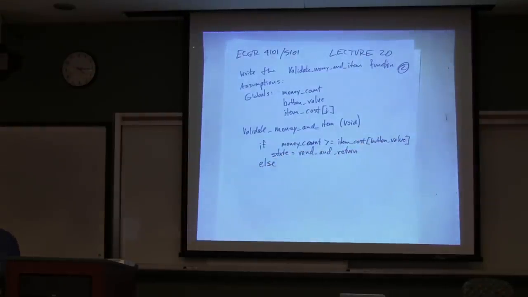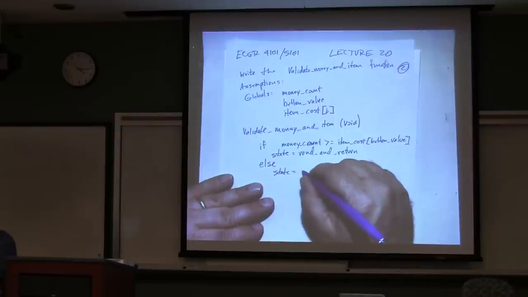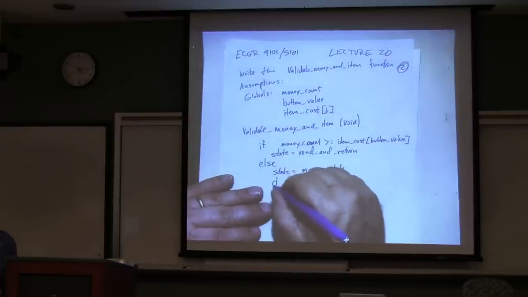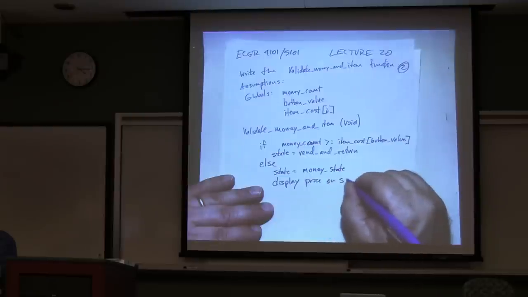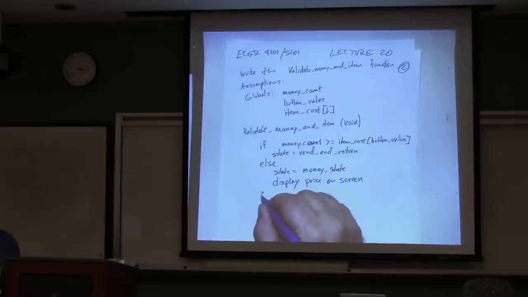Else, we know that state is equal to money state, and we probably want to do something else like display price. Well, wouldn't that be on money state? Shouldn't the money state display the price? Did we say the money state would display the price of an item you press, or would display how much money you've put in so far? Money. So we'll just call it that. Display price on screen, right?